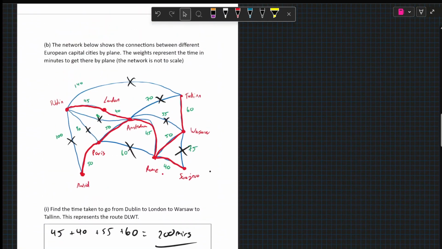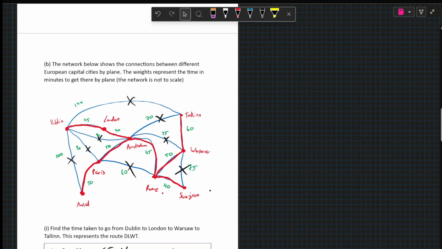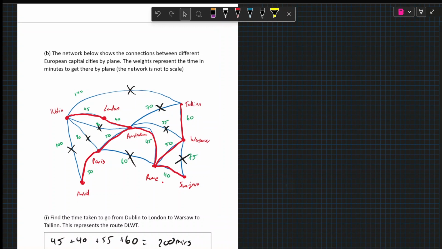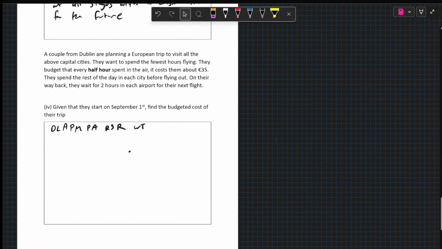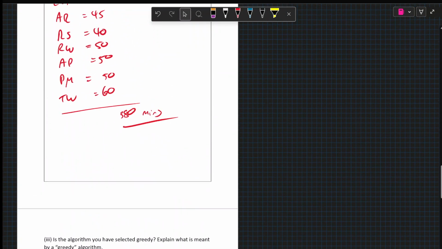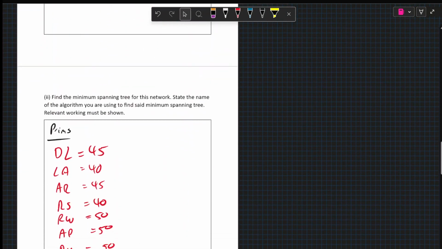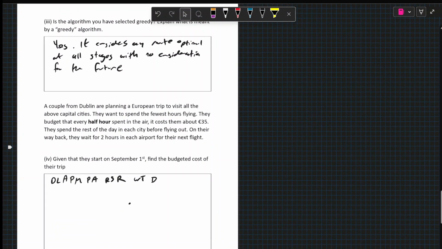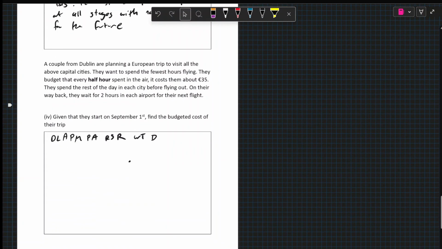It doesn't. Okay. So this is actually where a little quirk comes in, is that if they follow the same route back, they're going to be costing themselves more. So actually, we can go from Tallinn back to Dublin straight up because we don't actually have to use the minimum spanning tree, as the question doesn't say. Now this is where it'll get slightly long-winded.